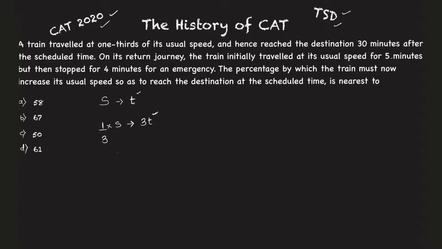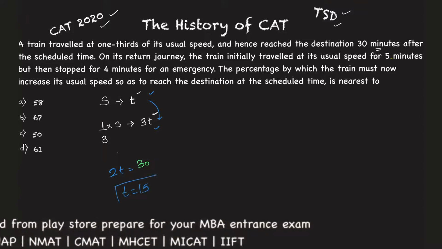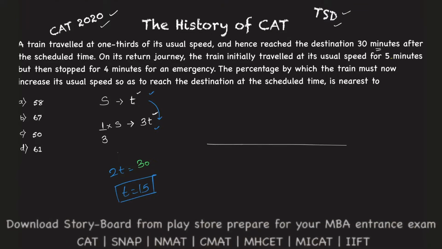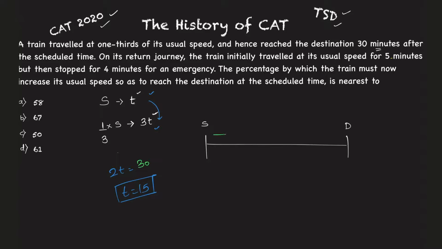So what from this? It reached the destination 30 minutes late after the scheduled time. So what is the late here? Initially it was reaching at t, now it is reaching at 3t. So the late here is 2t and this 2t is equal to 30 minutes given to me. So t is equal to what then? t is equal to 15 minutes, which means 15 minutes is the time required by the train to travel from source to the destination. It can travel the entire distance, and let this distance be equal to d. So it can travel d distance in 15 minutes.